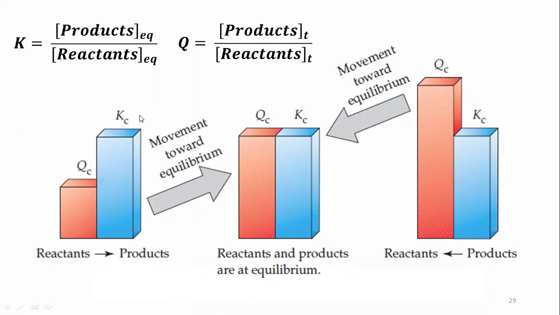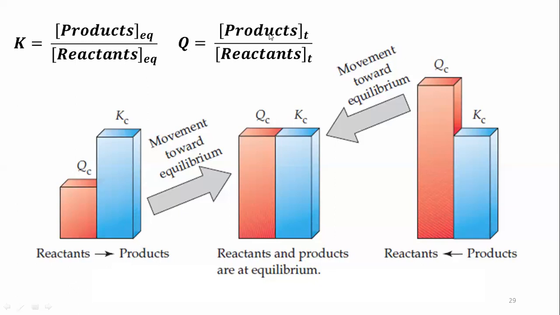KC will never decrease. KC is the constant value, and QC has to be increased up to the level of KC. When the value of QC is increased, it is the product divided by the reactant concentration. That means when the concentration of product is more and the concentration of reactants is less, there should be an increase in the value of QC.